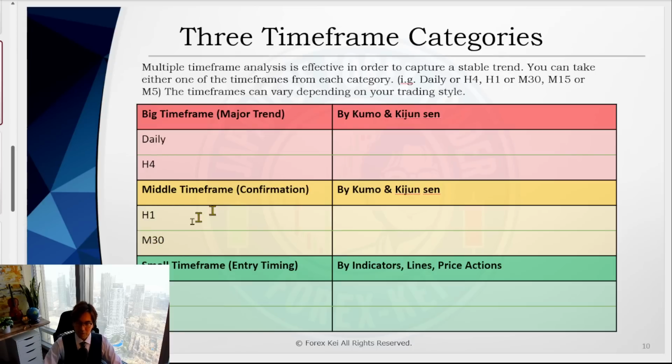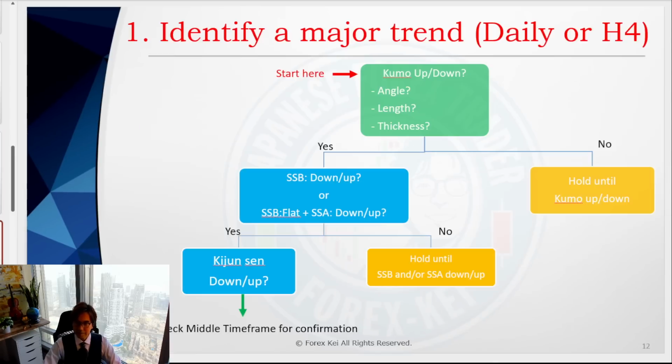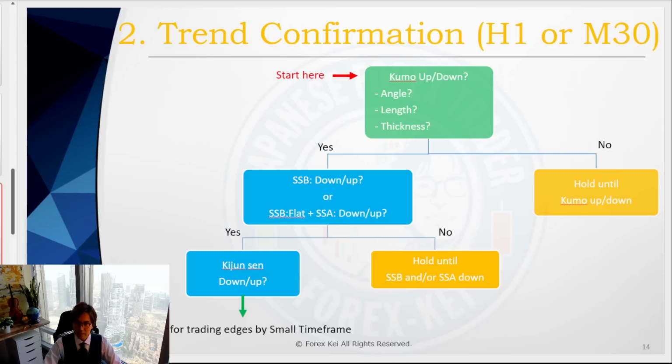And how to confirm 1 hour 30 downtrend is exactly the same as what you did on the higher time frames. So simply, if you go to this slide here, number 2, trend confirmation, H130, basically the same format. First, you check the Kumo angle, length and thickness, and then you check the Senko span B angle, Senko span A angle, and then Kijun Sen angle. So basically it's the same.